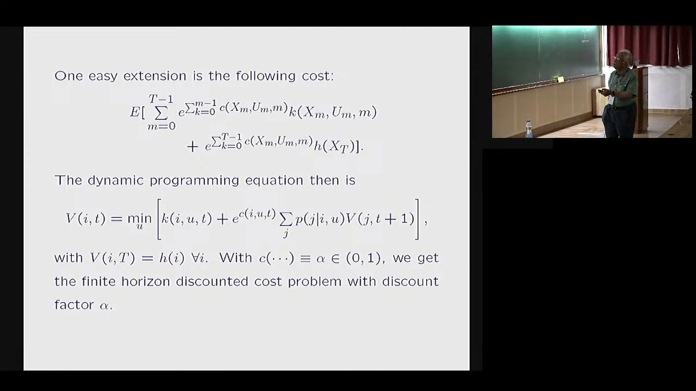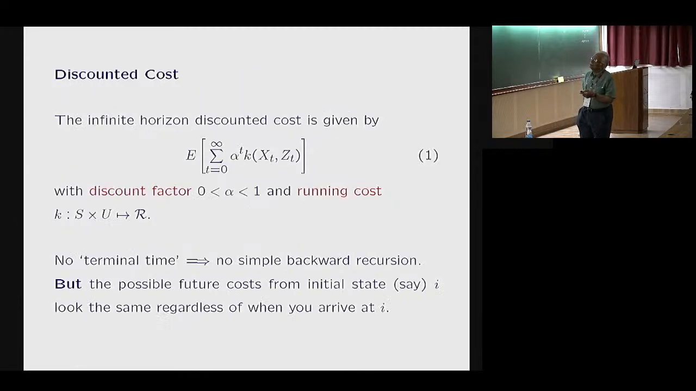And this can be pushed to slightly more general things. It's just notationally more intensive, but I can put this exponentiated factor there, and it will give me this. And if I take e raised to c to be alpha, then it becomes a finite horizon discounted cost. The infinite horizon discounted cost is this, which I had mentioned earlier. And the problem here is that there's no terminal time. It goes on forever. You cannot do backward recursion. You cannot start at infinity.